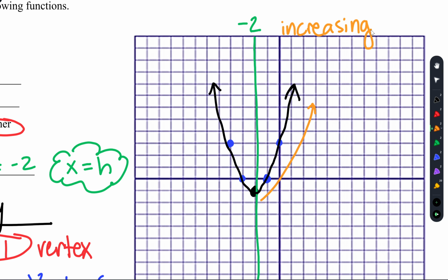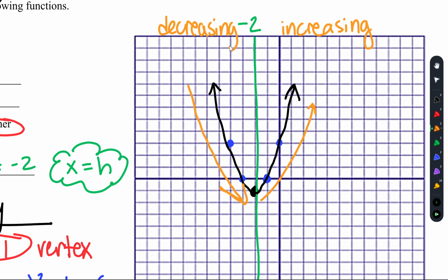What about on the left side, increasing or decreasing? Okay. Yeah, that's it. It's decreasing. This is tricky because you're like, well, it's pointing upwards. Doesn't that mean increasing? But we have to read our graphs from left to right. If I draw an arrow from left to right, that graph is actually going downwards. So that would be a decreasing interval.